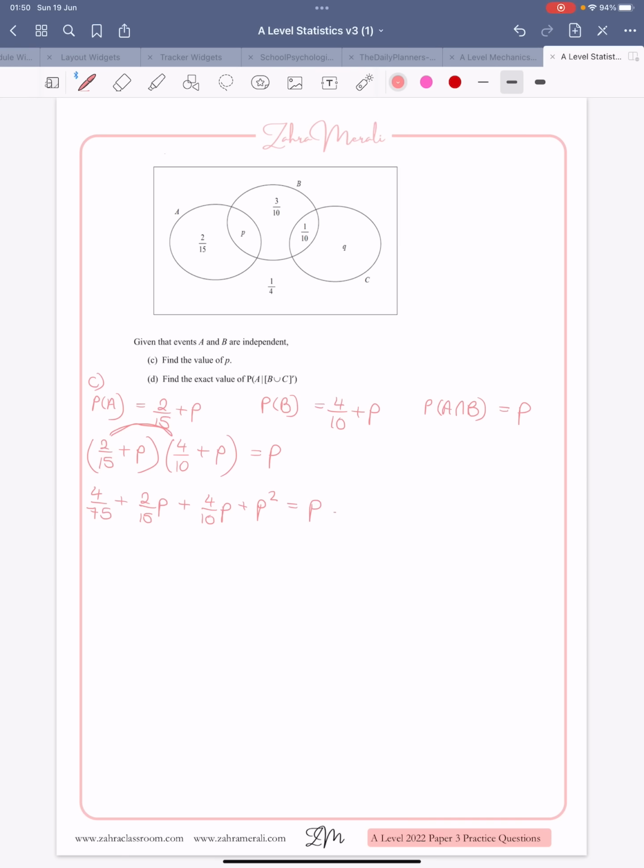Now we're going to put everything onto one side, and that's going to give us p squared minus 7/15p plus 4/75 equals 0. If you want to make that easier or nicer to look at, you could multiply everything by 75. So you'll get 75p squared minus 35p.